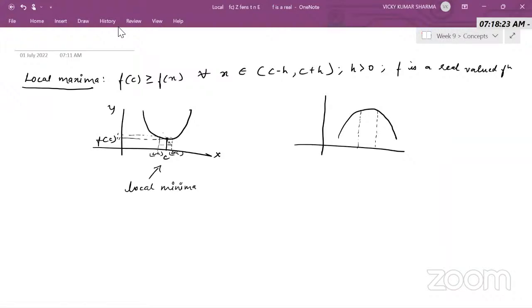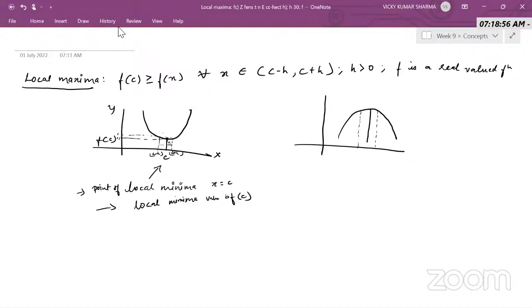So over here, local minima is x equals C, and local minima value is what? Local minima value is f of C basically, right? So just to make sure, it is better to say point of local minima, or simply you can say local minima, that is nothing but C, and over here local minima value is f of C.